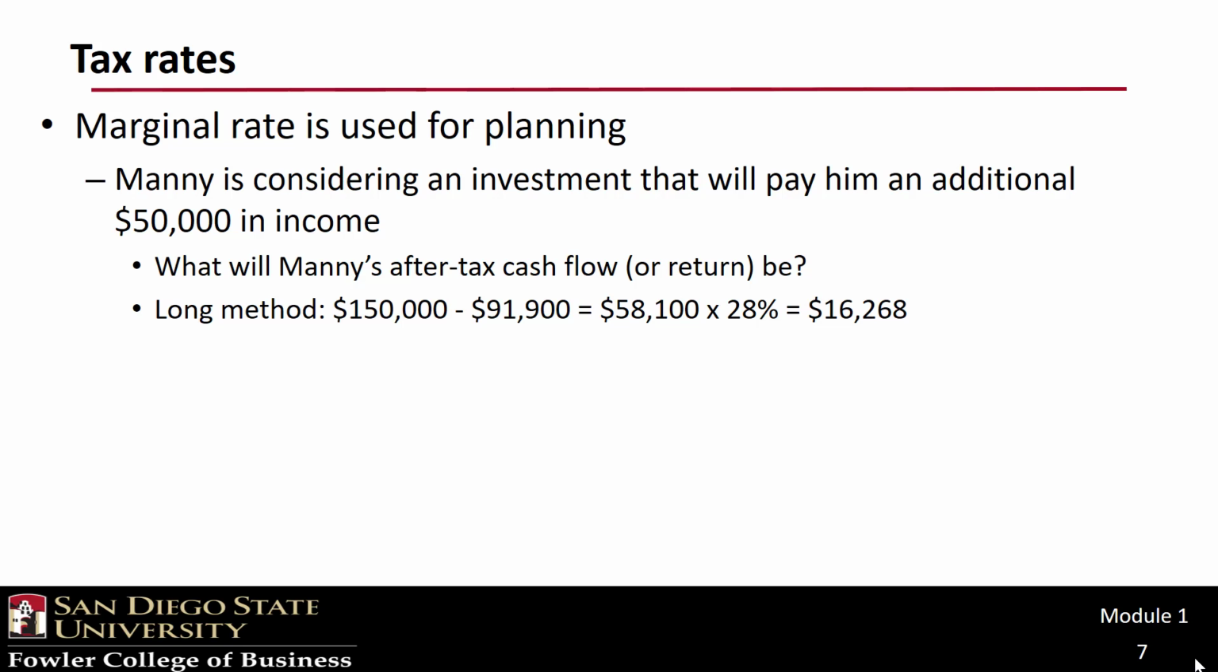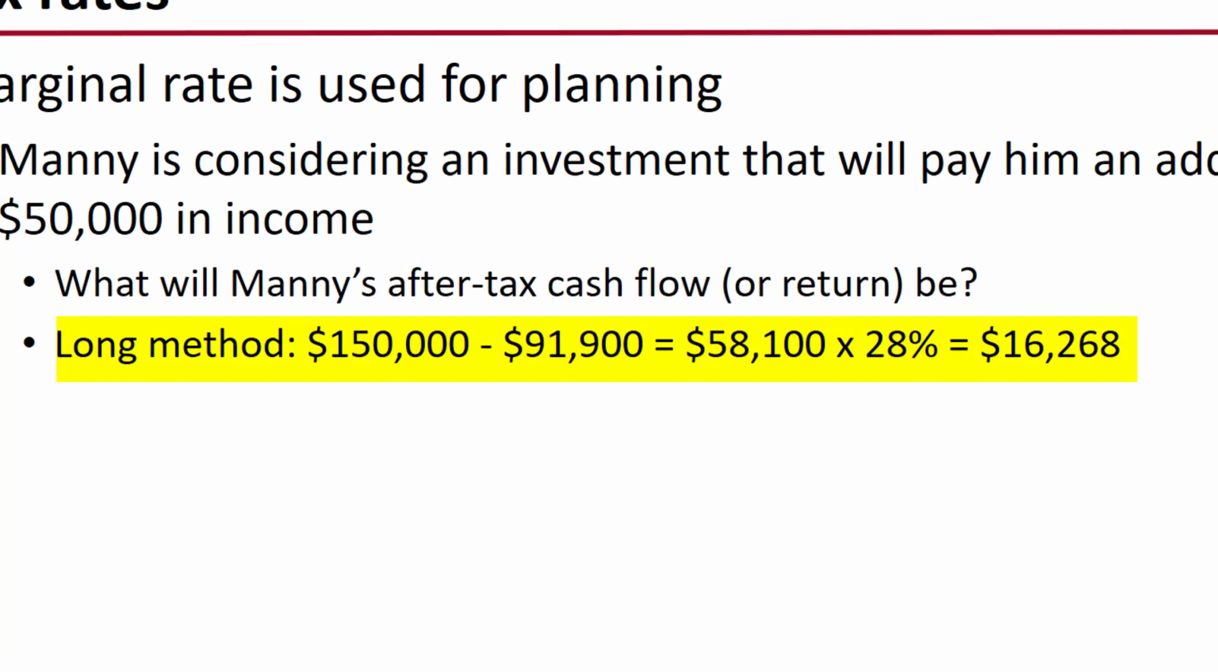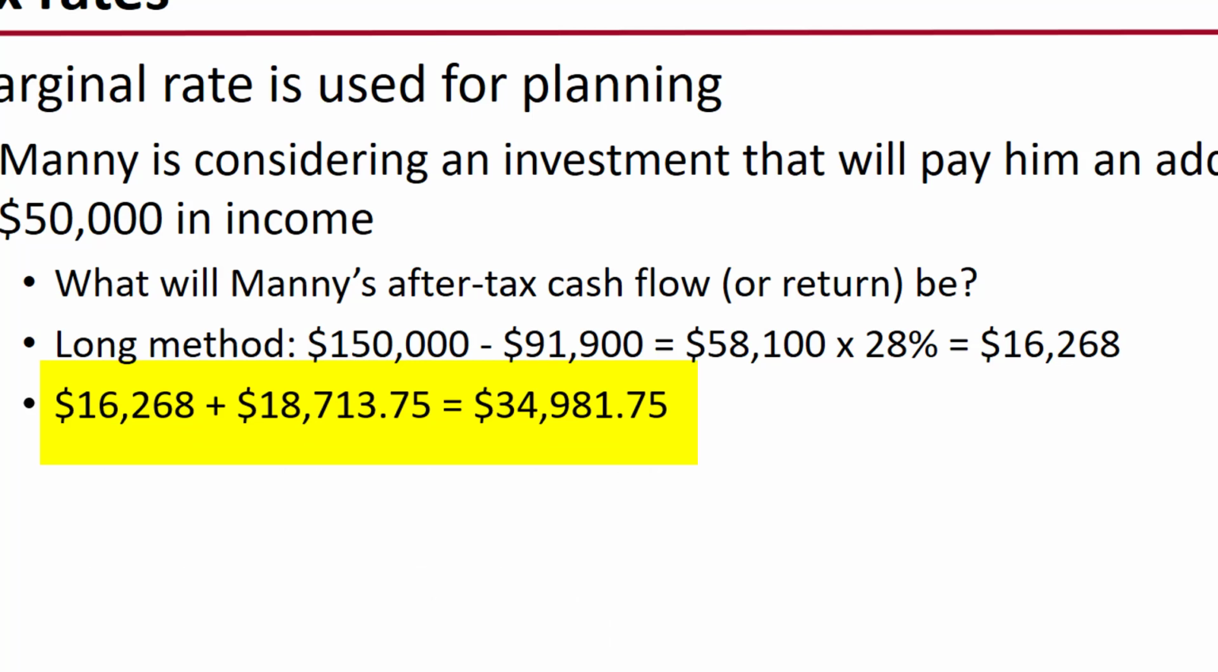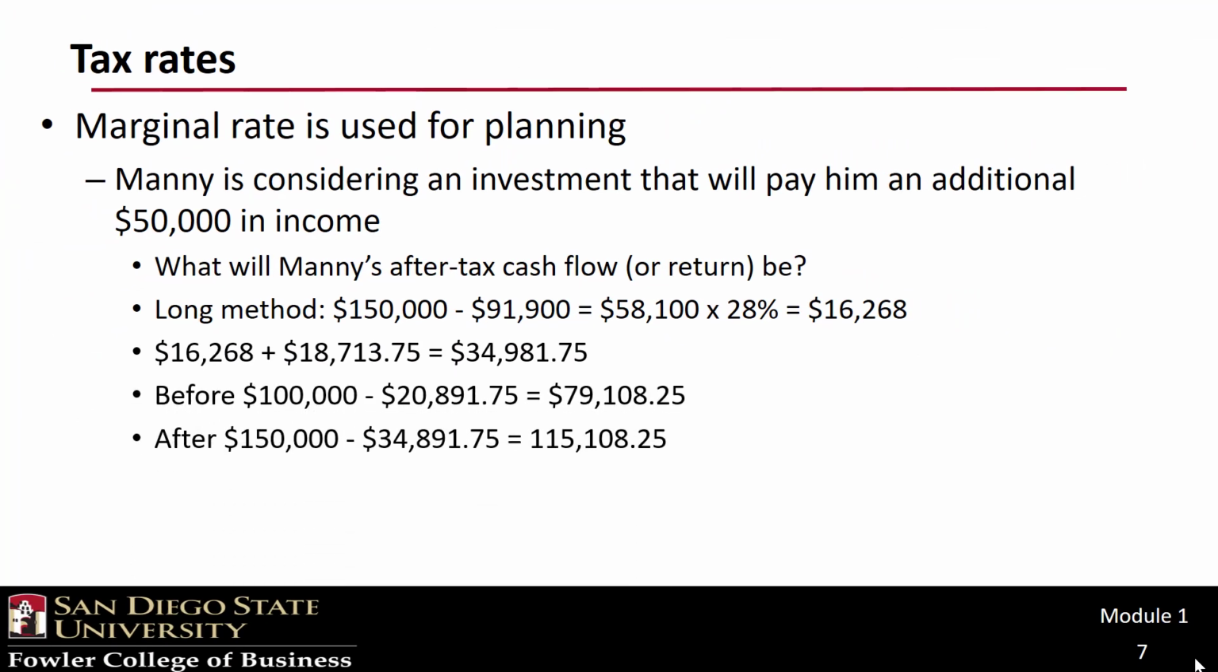Practice along with me. Manny has $150,000 in income. We go to the income tax tables and take the excess of $91,900, multiply that by 28%, and add the table amount of $18,307.1375 for a total tax of about $35,000. We can now compare Manny's old after-tax cash flow with his new after-tax cash flow and see that Manny is about $36,000 to the better.